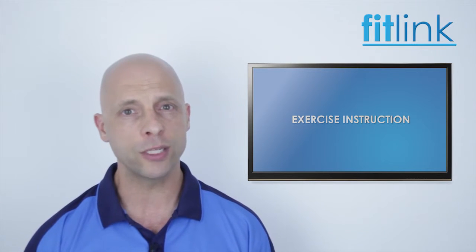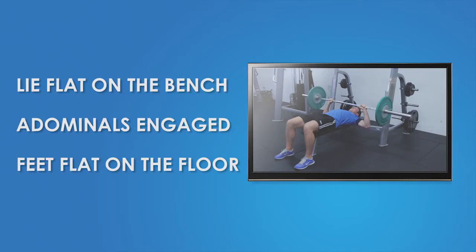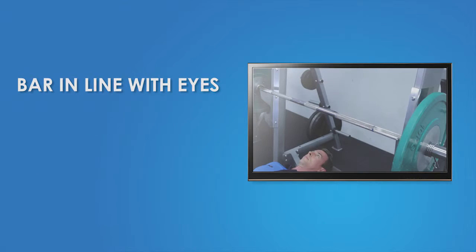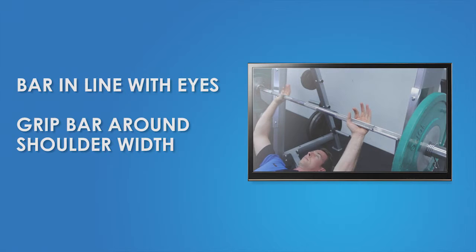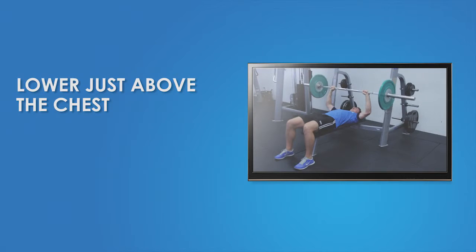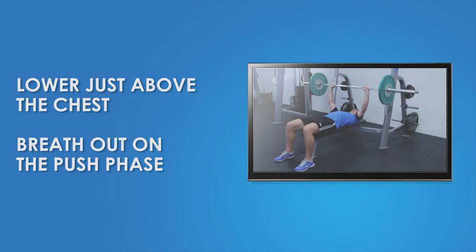As an example, when teaching the bench press, the cues could include: lie flat on the bench with your abdominals engaged and feet flat on the floor. Have the bar in line with your eyes. Grip the bar about shoulder width apart. Lower the bar just above the chest and breathe out as you push the bar away.